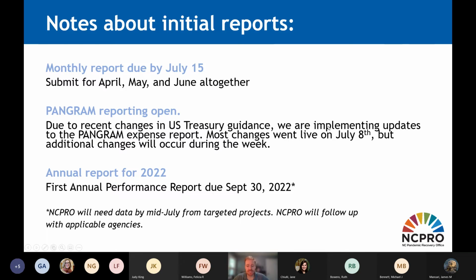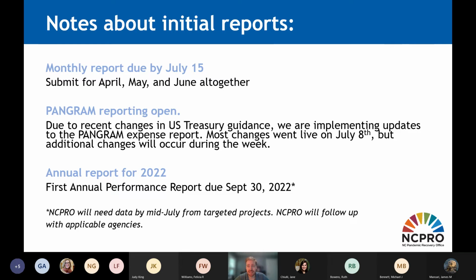So a few notes about this initial reporting period. The first is that this first report that you submit will be effectively a catch-up report. If you have any activities that occurred prior to July 1st, so really anything in FY22, that would need to be reported here if you haven't already reported it to NC Pro. I would expect that is mostly just going to be anything that occurred in April, May, and June.